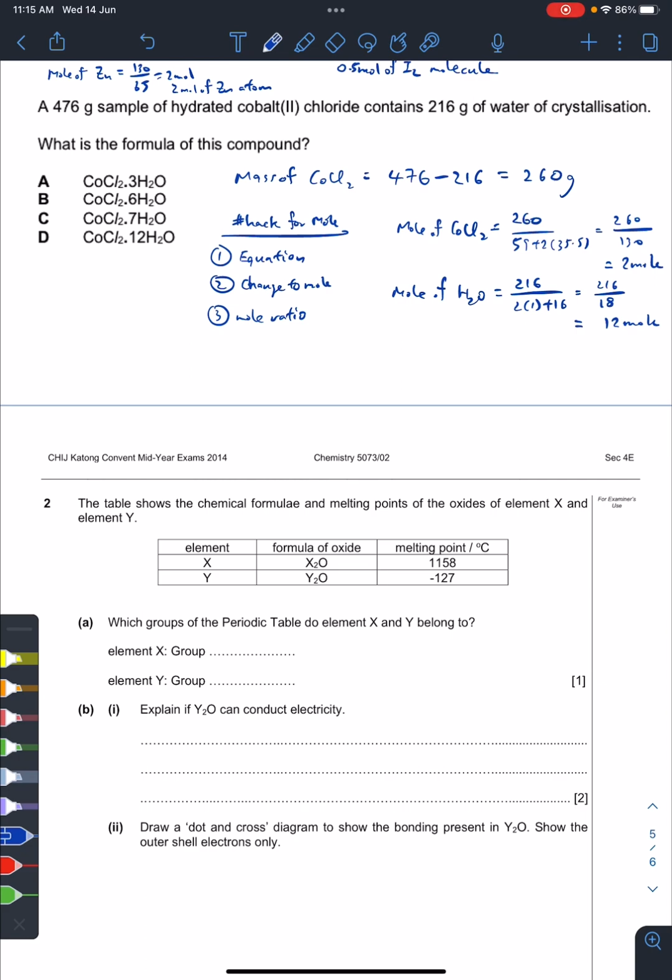Last step, mole ratio. So mole of CoCl2 is to mole of H2O. 2 mole is to 12 mole. Two is to 12, 1 is to 6. Oh, B. Cool. So once again, the hashtag hack worked. Yay!